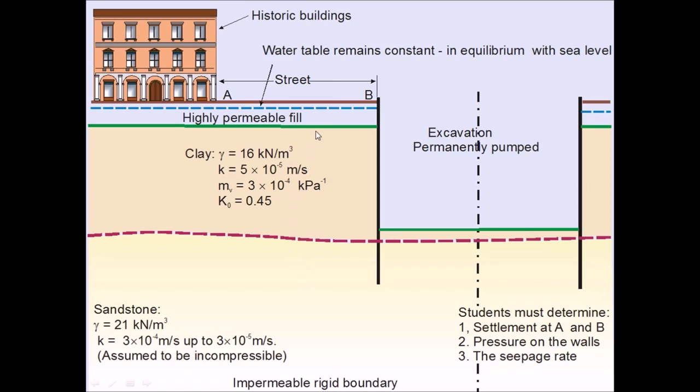So the students have got to draw a flow net as the water seeps from here around to here, and use that flow net to estimate the change in effective stress down through this layer here, and use those changes in effective stress and this value of EMV to estimate the settlement here. So they have to calculate the settlement at point B and at point A.